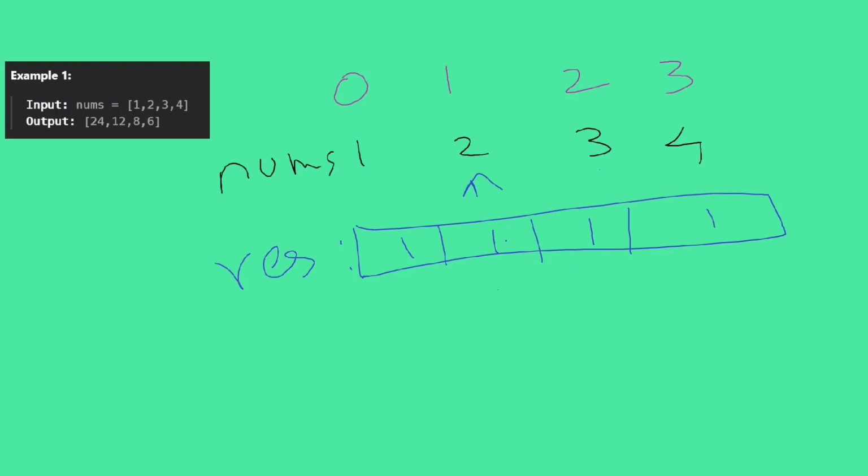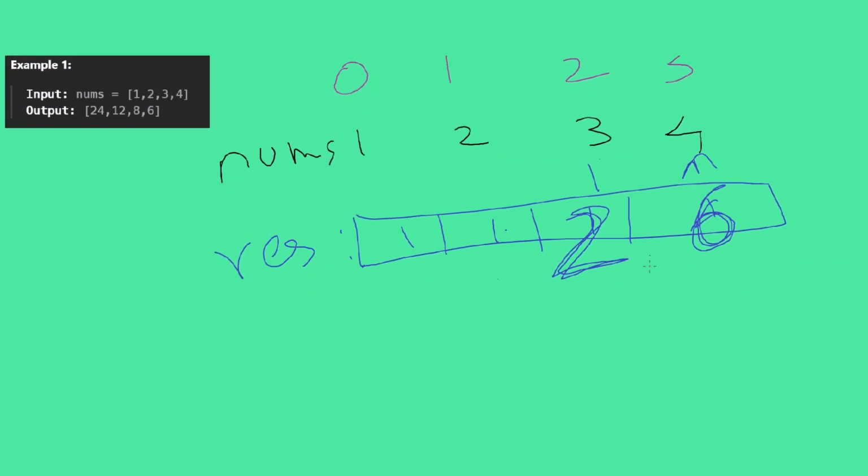Here, 1 into 1, 1. Then here, 1 into 2, 2. Now it's here. 2 into 3, 6. Okay, so this is the prefix product now. Now we'll take the suffix.